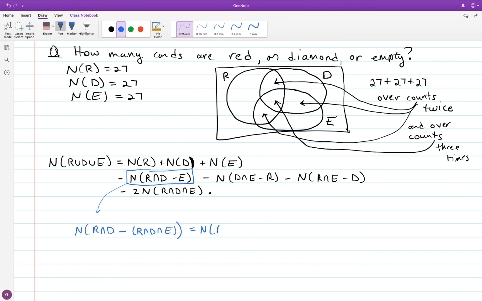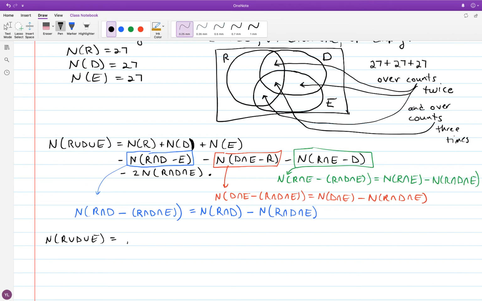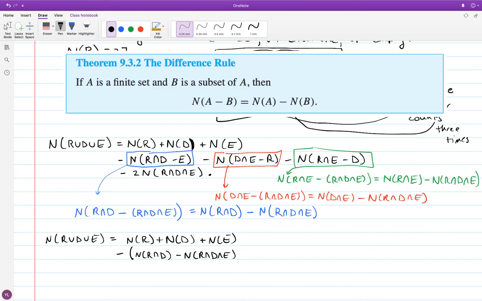So I'm going to rewrite some of the terms of this count a little bit differently. So, for example, if you look at R intersect D minus E, that's the same thing as R intersect D minus the R intersect D intersect E. So rewriting each of those terms like that and using the result from above, I can get these counts precisely.